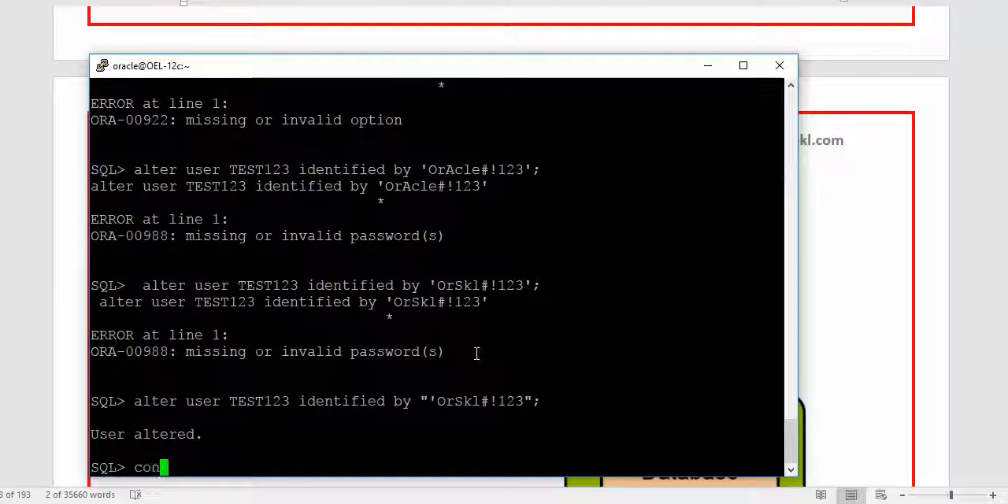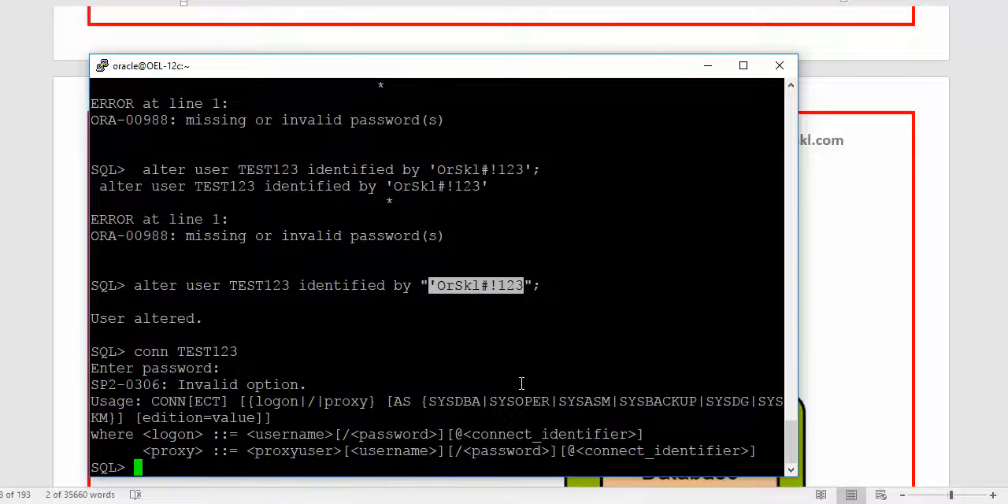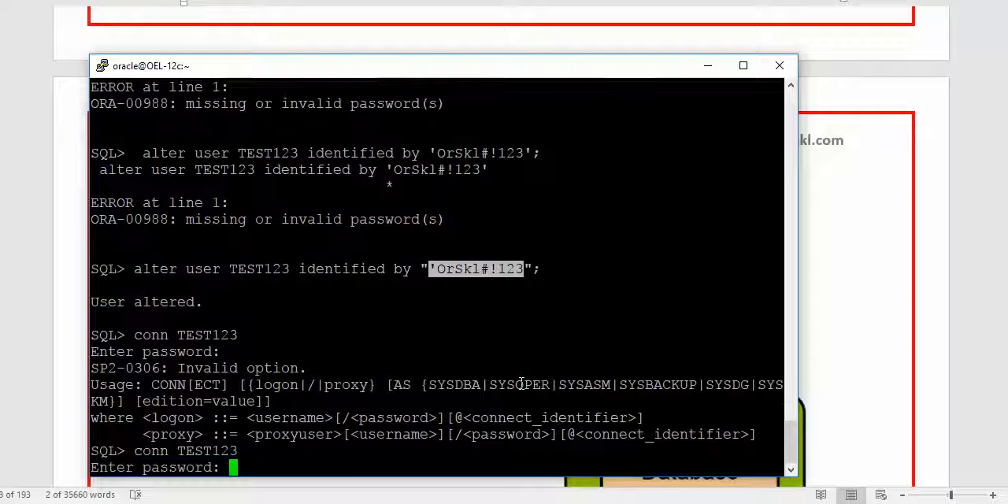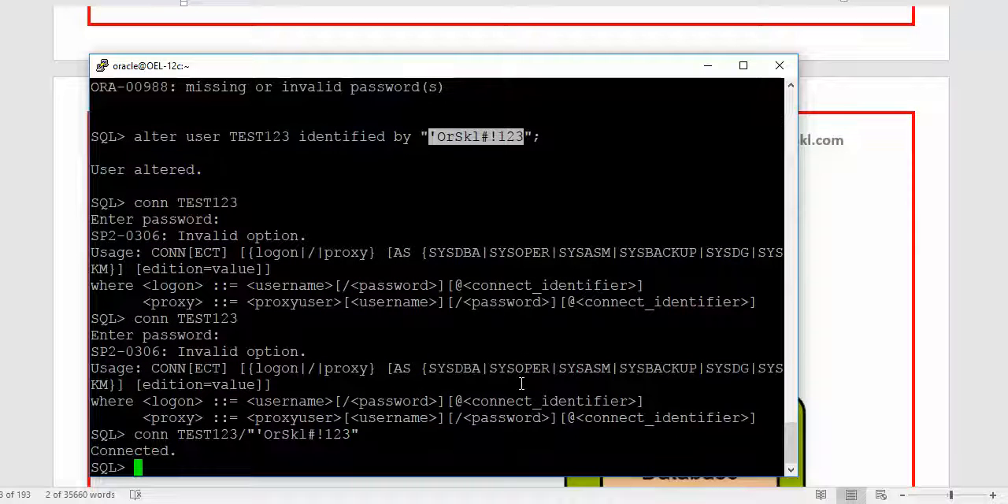Now I wanted to log in. This one is also part of my password now, that's fine. Connect test123 and then the password. Because there are special characters, there are some issues, so I'll connect like this, which will work. Cool. Now I'll create a table.